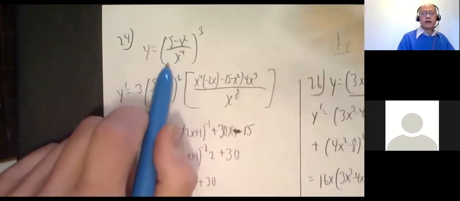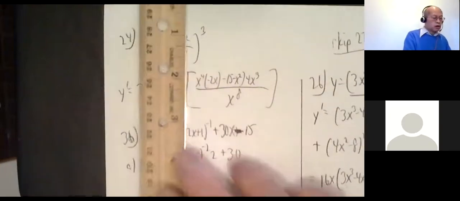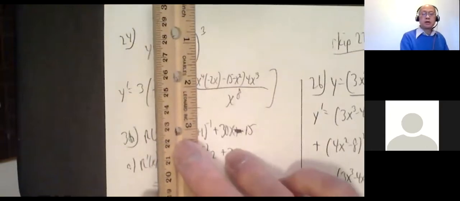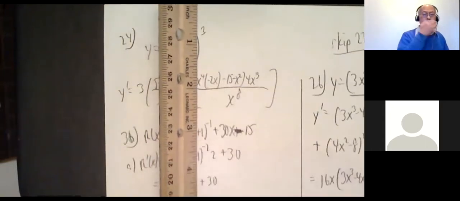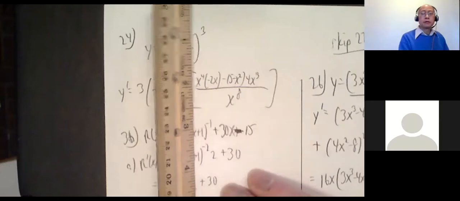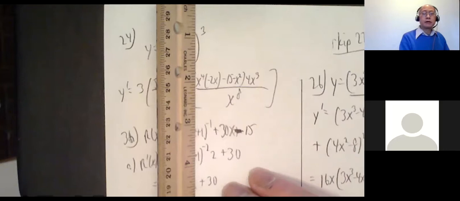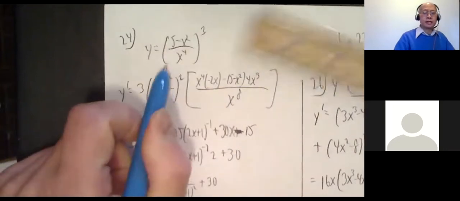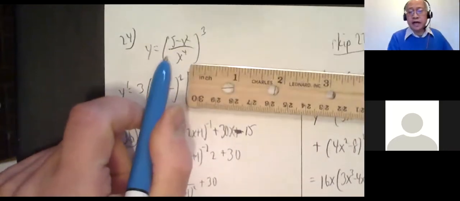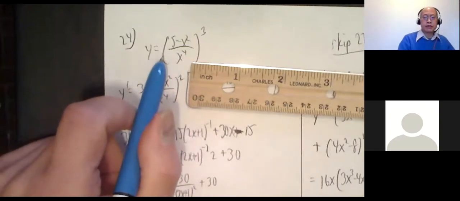5 minus x squared over x to the fourth cubed. So ultimately, it's something cubed, right? So first we handle the cube. You go 3 blah, blah, blah squared, and then times the derivative of the inside, and then to take the derivative of the inside, it's going to be a quotient rule. So that's what's happening for this one.